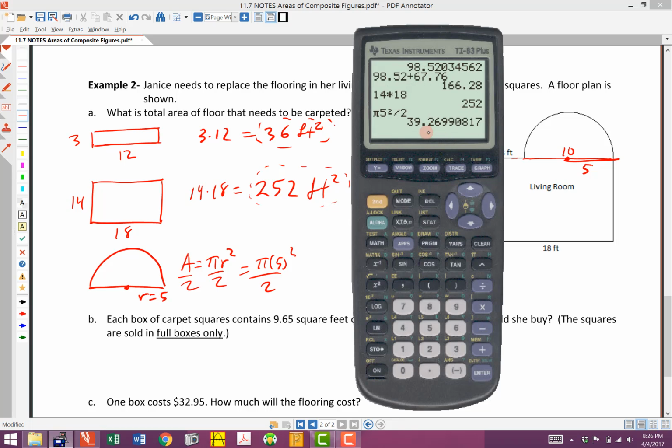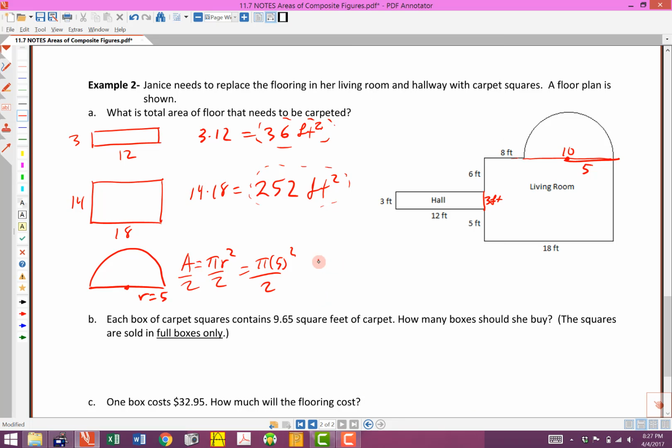Let's go ahead and round to the nearest hundredth. So this one, we finally end up with one that we've got to round, because that's a 269. So that is enough to bump that up to a 27, so 39.27. So 39.27, and that again is square feet.